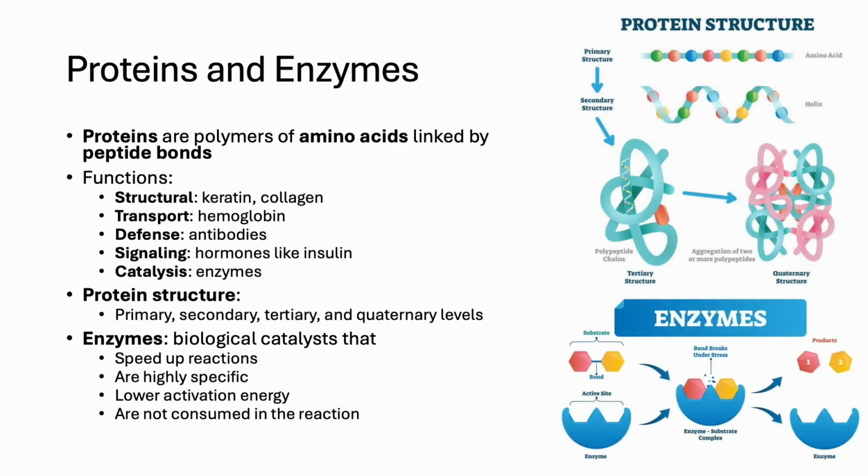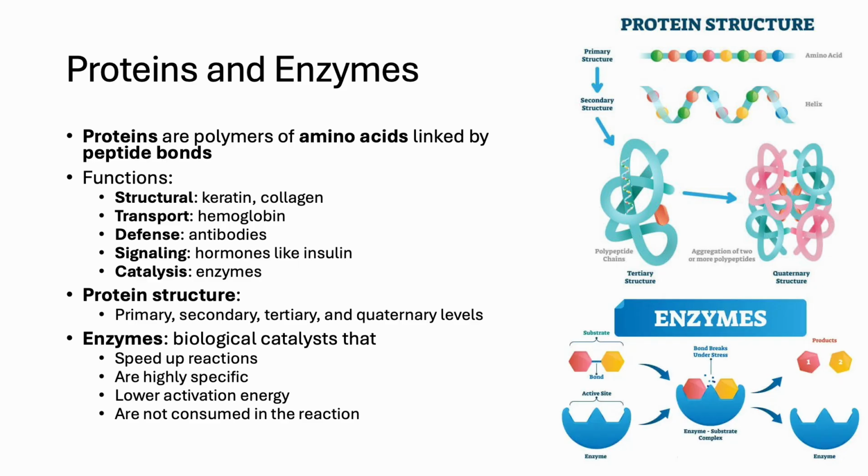Proteins are the most diverse and functionally important macromolecules in the body. They're made up of amino acids linked by peptide bonds and folded into complex shapes that determine their specificity. Proteins serve structural roles like forming connective tissues, act as hormones and antibiotics, and transport substances like oxygen.